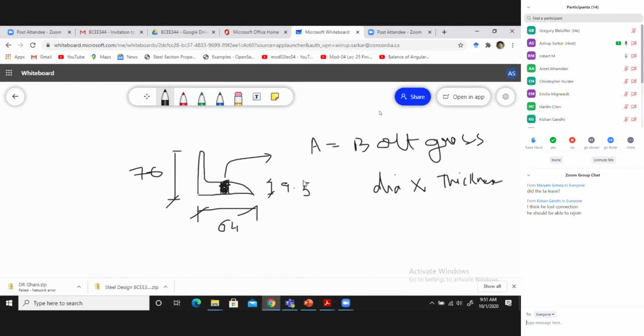No, I understand that part. I mean, in previous examples, they take like 64, let's say, minus the area of the bolt. But in that example, they took the area gross minus the bolt, because usually the area net would be what's connected, right?